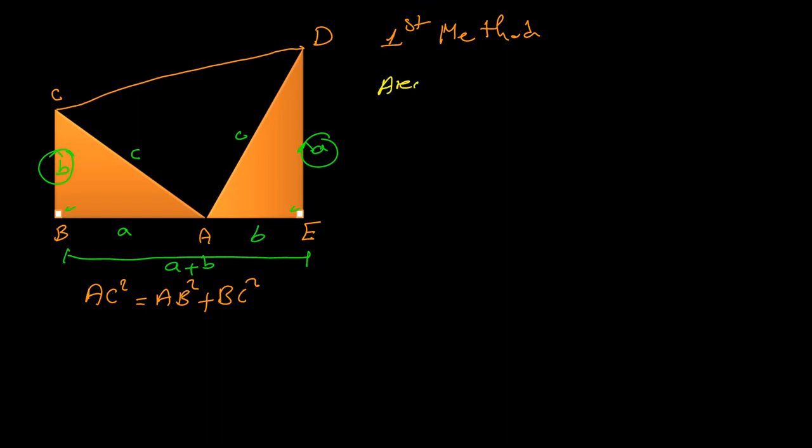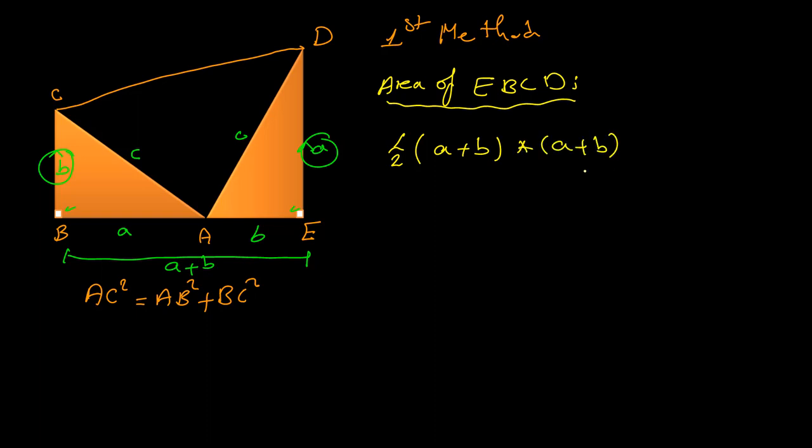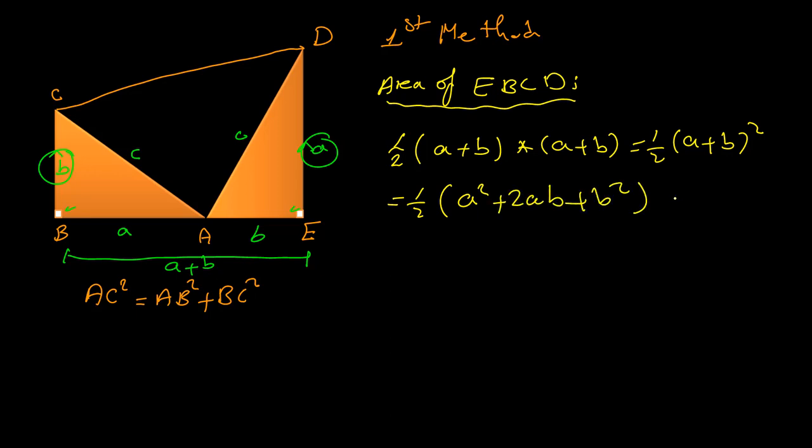The area of EBCD is half times the sum of the two bases, which is A plus B, and then times the height, which is A plus B. So now I have half times A plus B all to the power of 2. Let's expand the bracket A plus B all to the power of 2. The result is half times A squared plus 2AB plus B squared. So now I have the area of the trapezium by the first method.